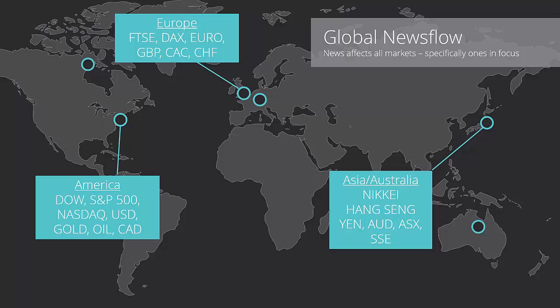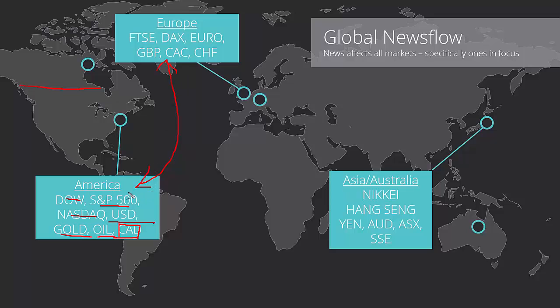And I put specifically ones in focus because there are markets that are in focus for a few months at a time, and then it's the next market, and it's the next market, and it's understanding what is driving that trader focus. And if you look at Europe, news coming out of Europe is going to affect the FTSE, the DAX, the Euro, the Pound, the CAC, which is the French stock exchange, and the Swiss franc, just to summarize some of them. And if we move over to America, any news coming out of there is going to affect the Dow, the S&P 500, and your Nasdaq, your dollar, gold, potentially oil, Canadian dollar, depending on which country we're looking at. And there also will be a knock-on effect to Europe.